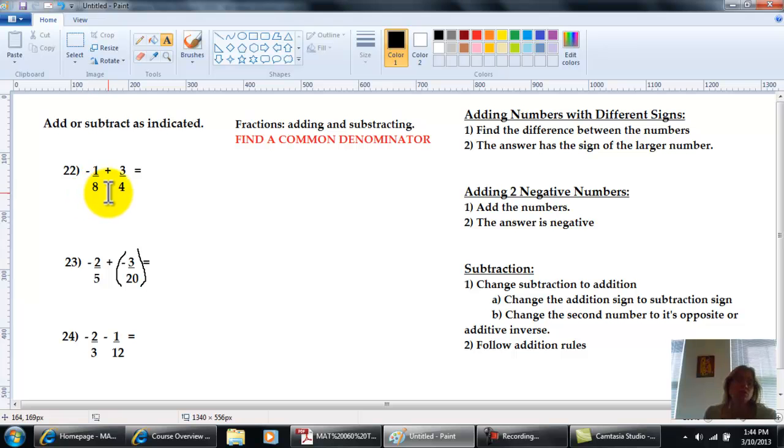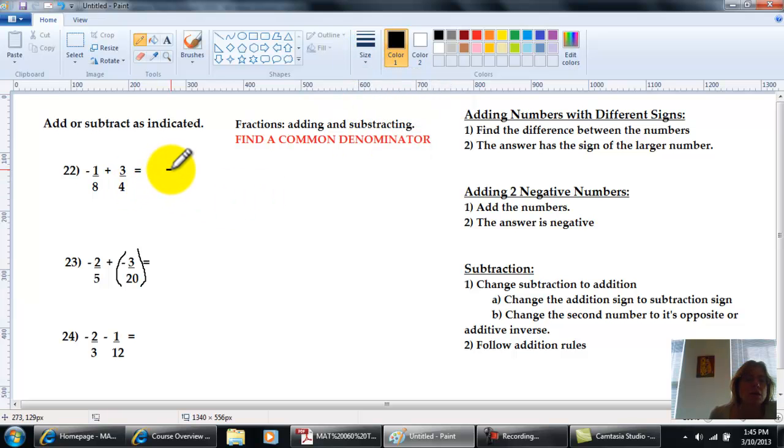The common denominator between 8 and 4 is, the first thing we look at is the larger denominator. Is that a multiple of 4? It is. So that means 4 goes into 8. 4 times 2 is 8. So we don't have to change the 1/8. We only have to change the 3/4 to 8ths. So let's take a look at that.